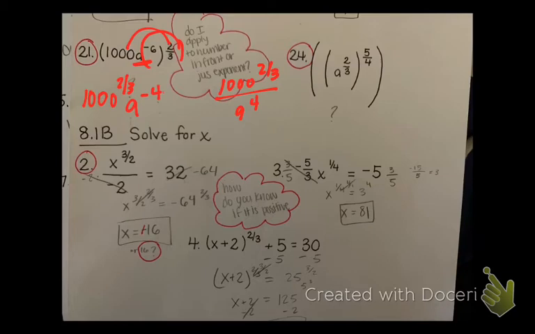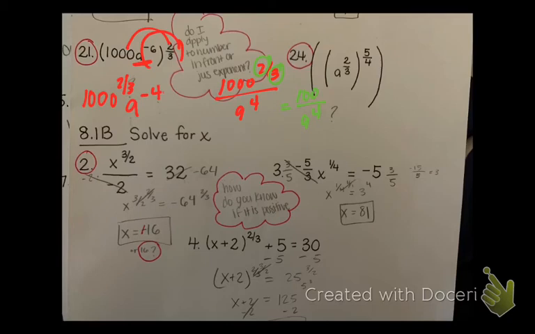And then you need to simplify the 1,000 to the 2/3. So you start with the denominator, and you're going to take the cube root of 1,000, which would be 10, because 10 times 10 times 10 becomes 1,000. So then when I cube root it, I have 10. Then I do the numerator, so 10 squared would be 100. So my final answer would be 100 over A to the 4th power.